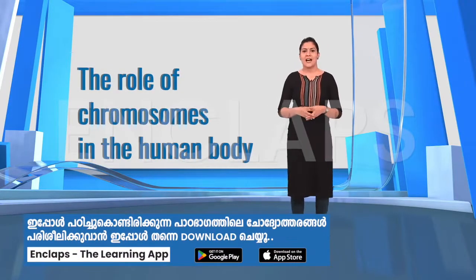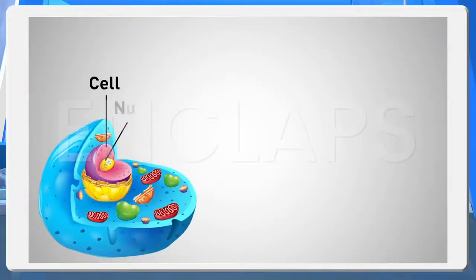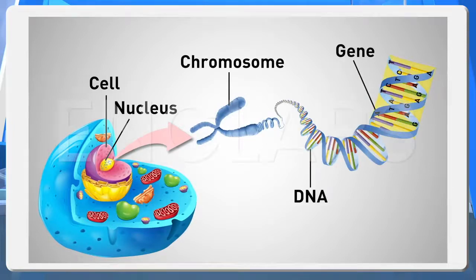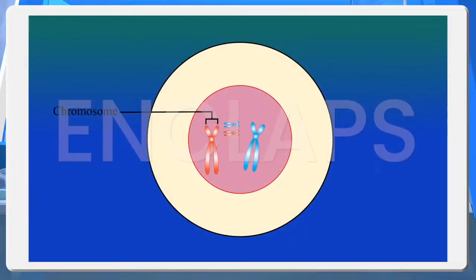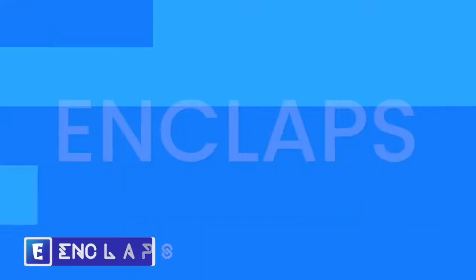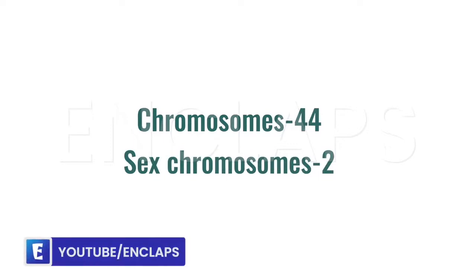It is nothing other than genes present in the DNA of the chromosome that are responsible for all the characters in an organism. Chromosome is present in the nucleus of a cell. Each species has a definite number of chromosomes. There are 46 chromosomes in human beings. Of these, 44 are somatic chromosomes and 2 are sex chromosomes.